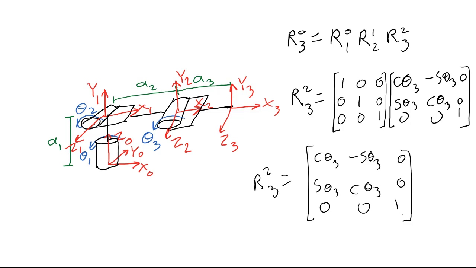Now that I've found R01, R12, and R23, I'm done with the rotation matrices for this kinematic diagram. I could now go put these three matrices into my Python code as I showed in the last video. So we'll move on to the next example.